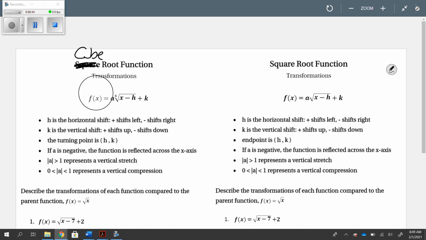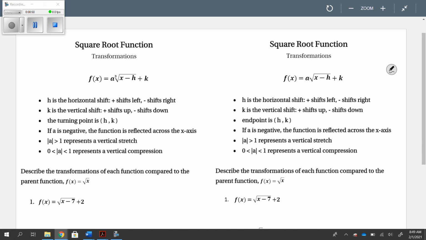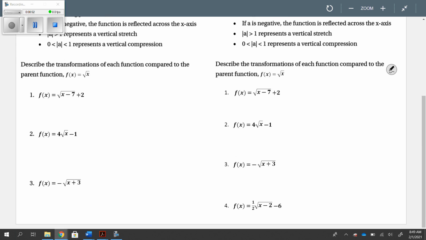If A is negative, the function is reflected across the x-axis. If A is greater than 1, it's a vertical stretch. If A is between 0 and 1, it's a compression. All right? So it's all the same stuff.